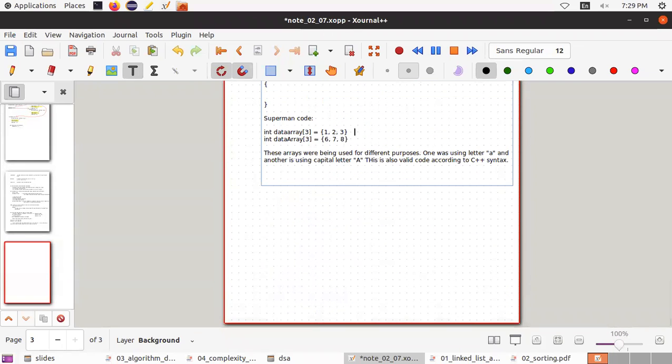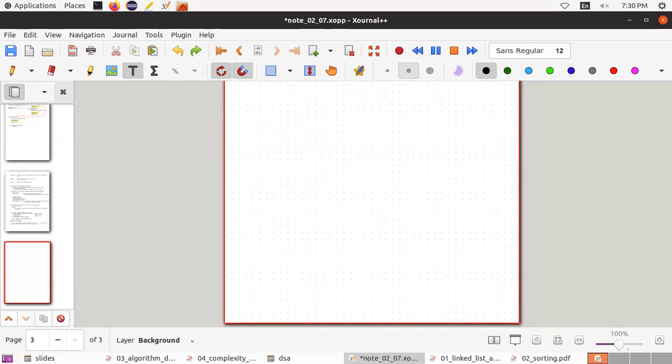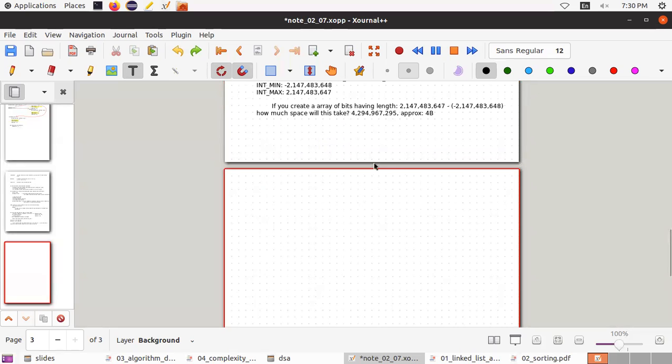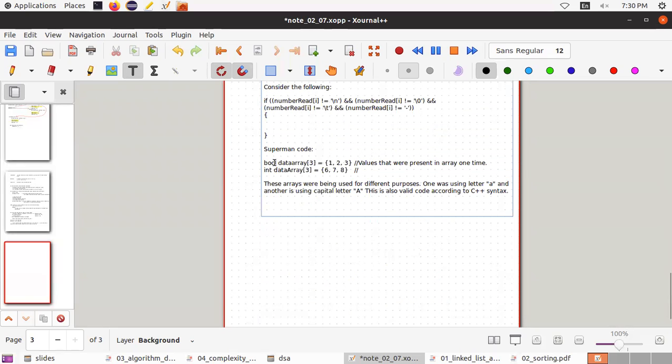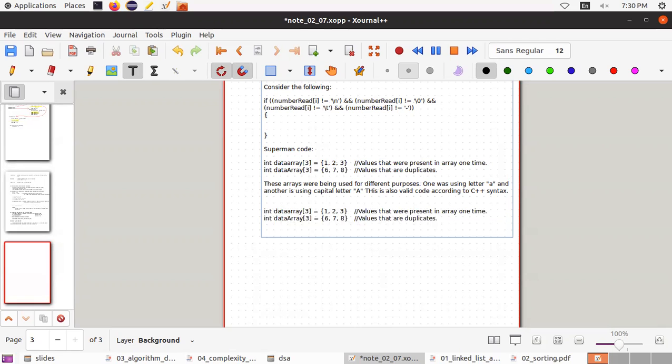I think this particular array, the student was using to store values that were present in the array one time. And here they were using this for, I think this was boolean, if I'm not mistaken. So this was a boolean array that they were using. But anyway, the type of array does not matter. Let's keep it as integer. So this was storing values that are duplicates. If you really want to do this, call it like this. I mean, give the array some name.